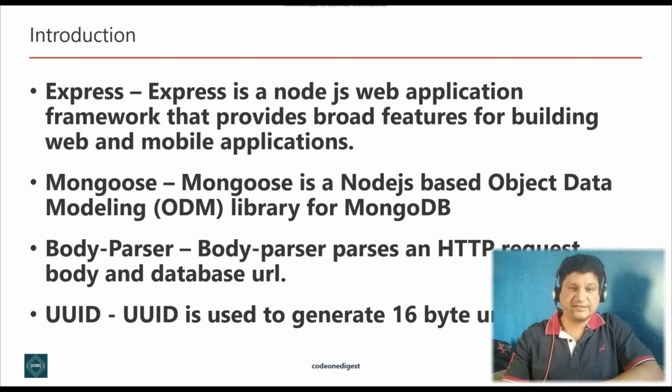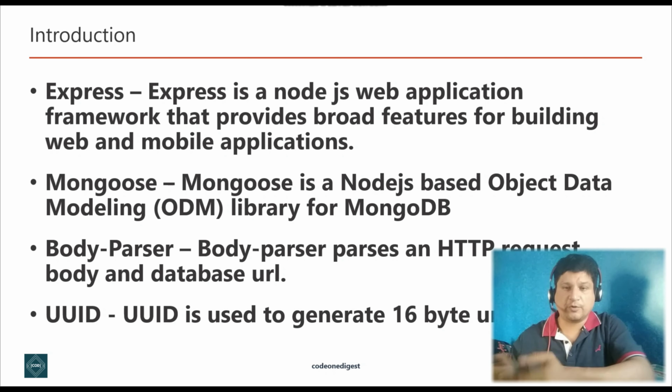Then the second package is Mongoose. Mongoose is a Node.js based object data modeling library for MongoDB. It is like an object relational mapping tool, like Hibernate we use for RDBMS. The same way we are using Mongoose here. Mongoose allows developers to enforce a specific schema at the application layer. We define the schema in our data models, and then we use those schemas to perform the CRUD operations.